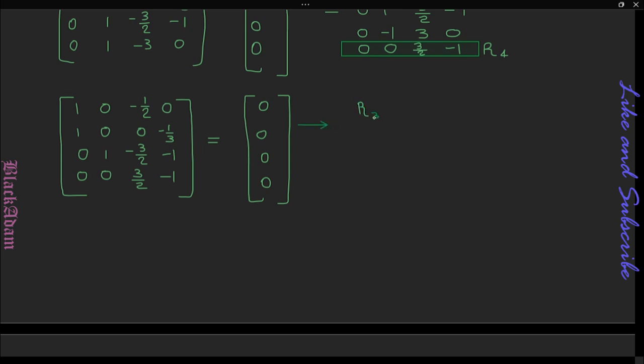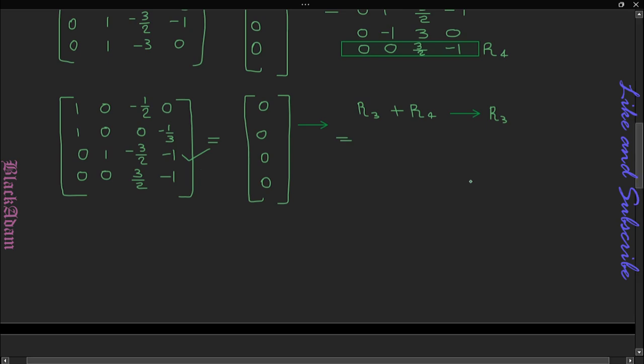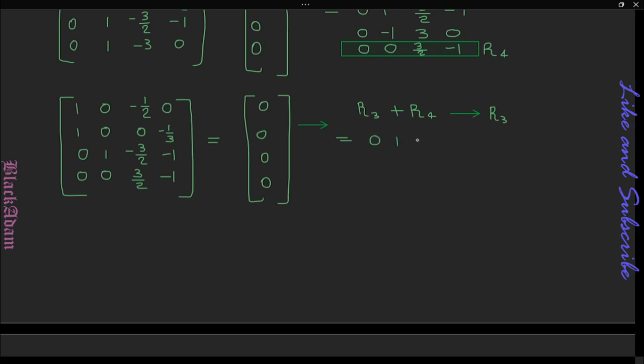Then from there we're going to say row 3 plus row 4, adding them together. So row 3 plus row 4, we find our answer there, which is 0, 0, 1, 3 over 2, negative 1. Okay, so then adding them together will be 0, 1, 0, 2. So that will be row 3 there.